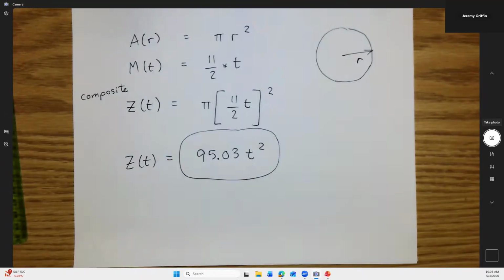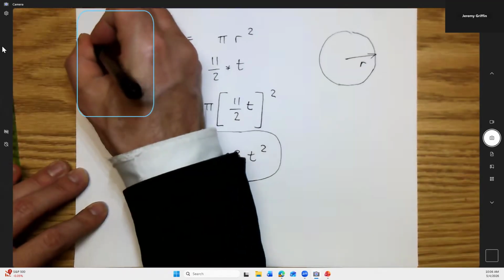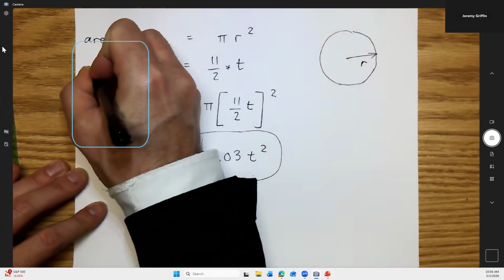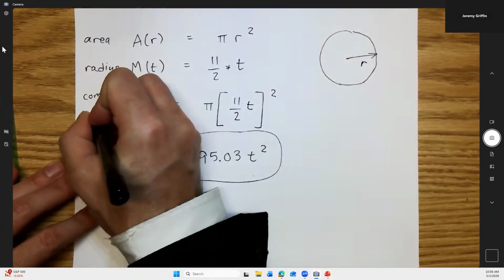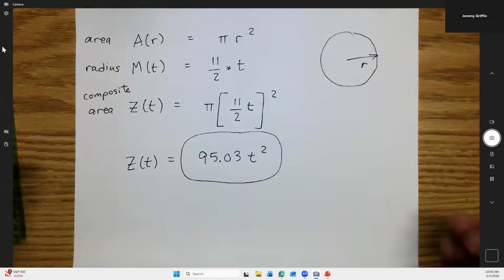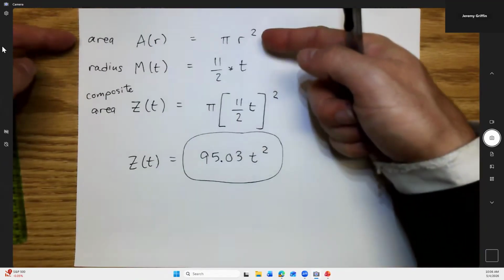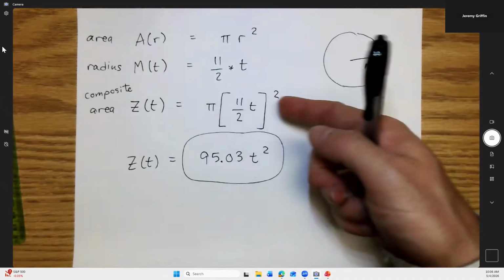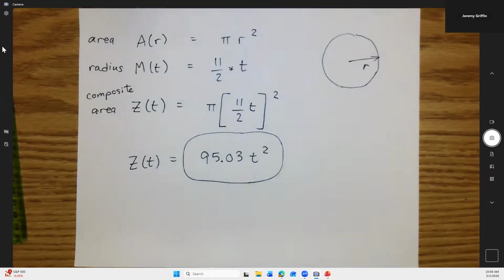Okay, composite function. All right, you guys get a composite function? You just put one function in terms of the other function, right? So take this entire expression for, this is area, this is radius, and then we're back to area. So I took radius as a function of time, I plugged it in for this r, right, and now I have area as a function of time.